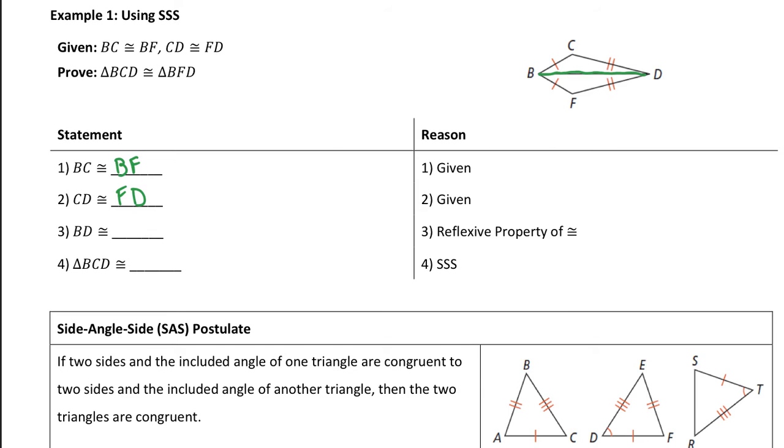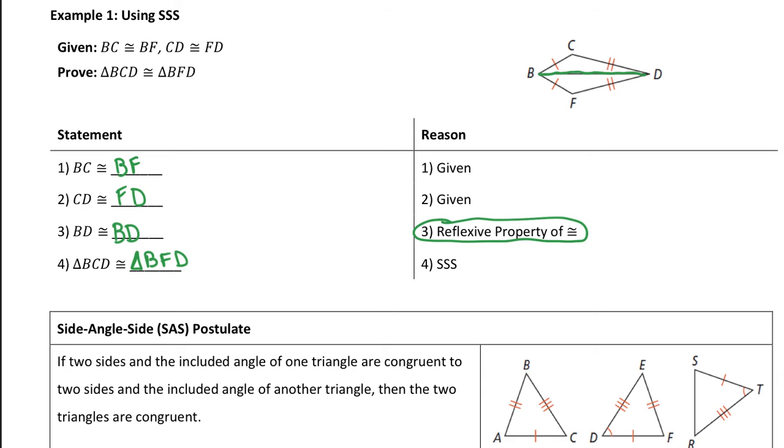So BD is congruent to itself because of the reflexive property of congruence we talked about in our last couple chapters. So we can say that triangle BCD is congruent to triangle BFD by that side-side-side postulate. So it's being able to prove that three sides of one triangle are congruent to three sides of another.